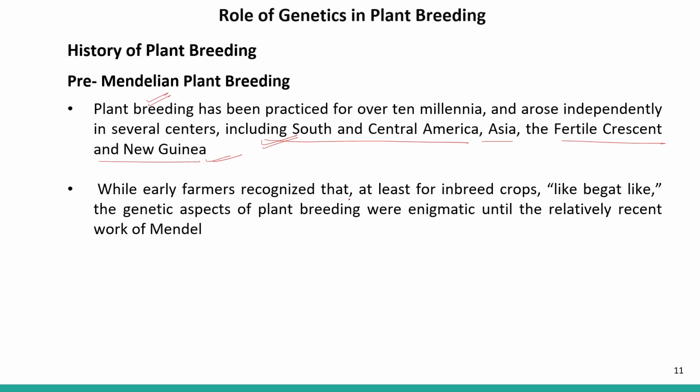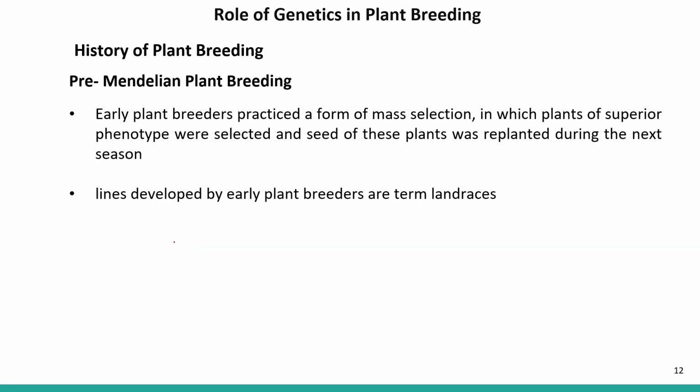While early farmers recognized that, at least for inbreeding crops like beans, the genetic aspects of plant breeding were enigmatic until the relatively recent work of Mendel. So initially they were using it, but Mendel made it a full-fledged concept of plant breeding. Mendel was the first person who brought the initial concept of plant breeding. So we will see how it has been done.